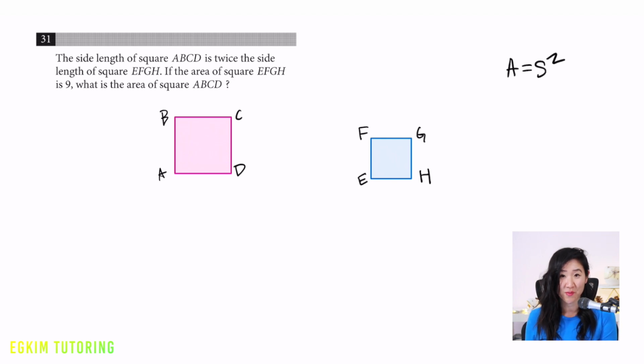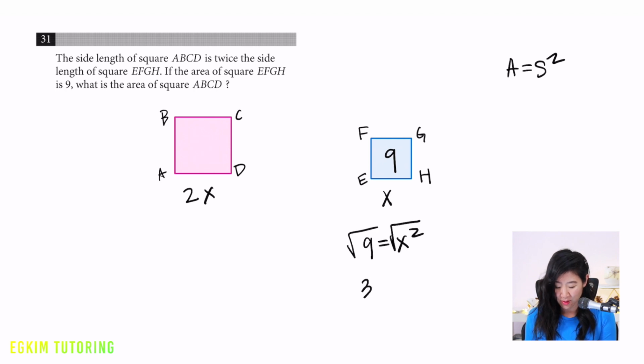Let's go ahead and look at the information that they gave you. They said that the length of the bigger square is twice the length of the smaller square. Oftentimes it's easier to give a variable to the smaller one. So for example, if we call the length of the smaller square x, we can say that the length of the bigger square is 2x because they told you it was double the size. And then they also gave you the information that the area of the smaller square is equal to 9. So now using the area equation, you can say that 9 is equal to x squared. Go ahead and take the square root of both sides. So now you know that 3 is equal to x, or the side of the smaller square.